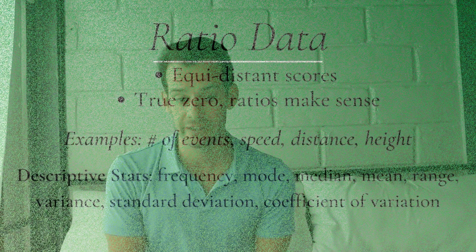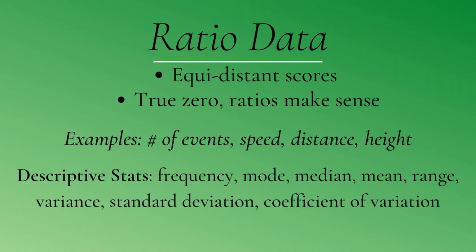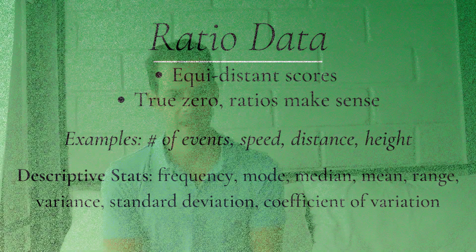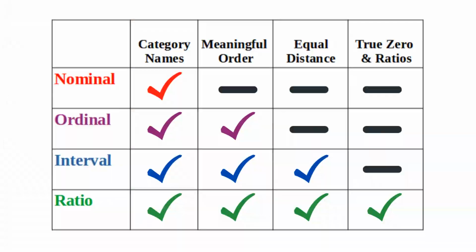So with ratio data, we can do everything that we could do with interval data, and we can also calculate what's called a coefficient of variation, which I'll talk about in a future video. So here's a chart that summarizes all of the defining features of these 4 scales of measurement: nominal, ordinal, interval, and ratio. And while these may seem simple and clear-cut, in a future video, I'm going to discuss some of the debate that occurs in psychology and other social sciences when it comes to theory versus actual practice.